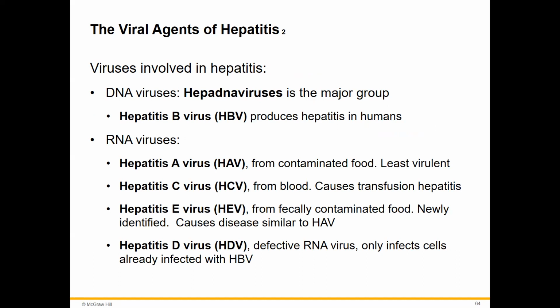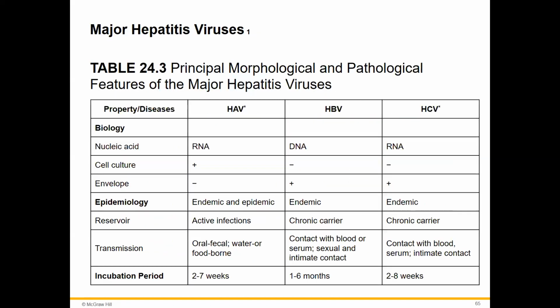Hepatitis B virus is a DNA virus. The RNA viruses are all the other kinds. So Hep A, C, E, and D are all RNA-based viruses. If we look at A, B, and C, given that these are the most common ones we tend to talk about and see, we can look here and see their nucleic components. Hep B is the one that's different.